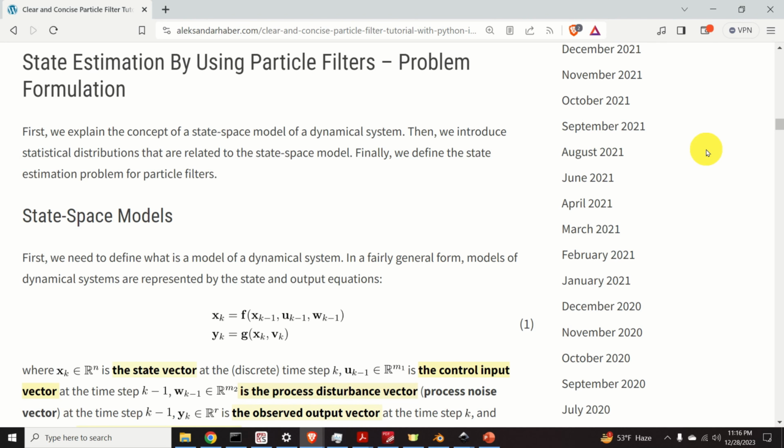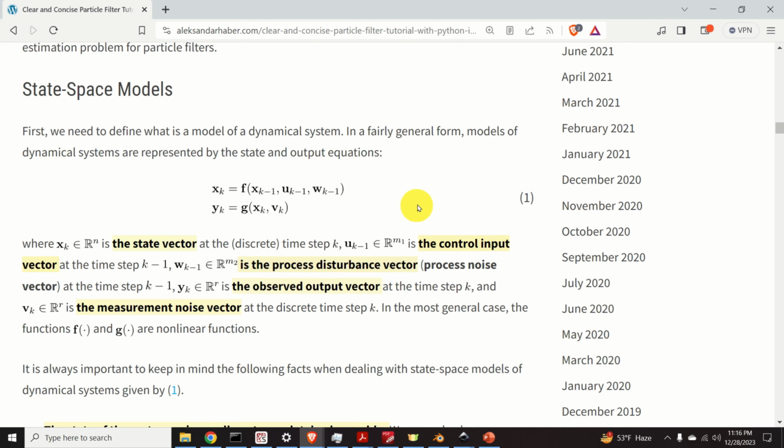First, we explain the concept of a state space model of a dynamical system. Then we introduce statistical distributions that are related to the state space models. Finally, we define the state estimation problem for particle filters. First, we need to define what a state space model of a dynamical system is. In a fairly general form, models of dynamical systems are represented by the state and the output equation.